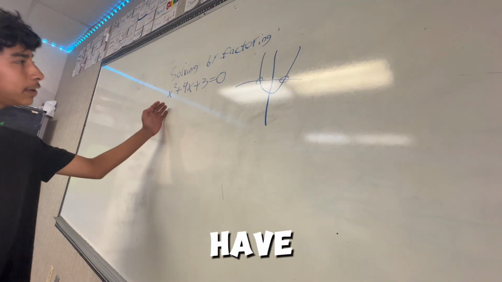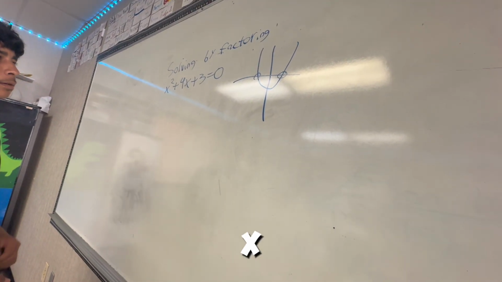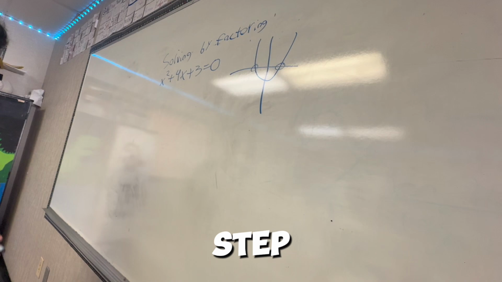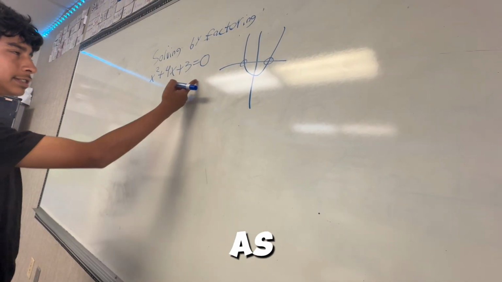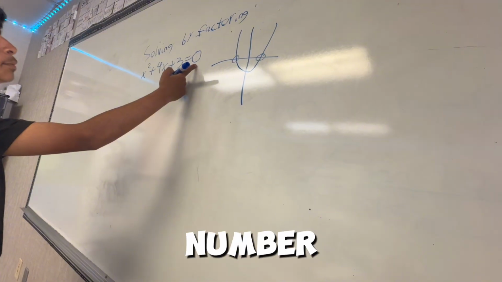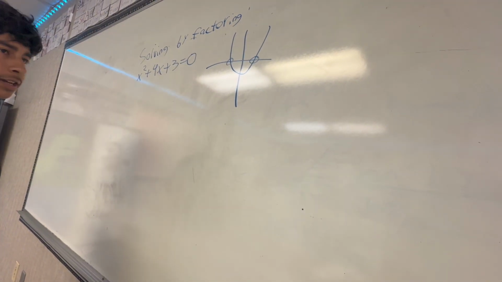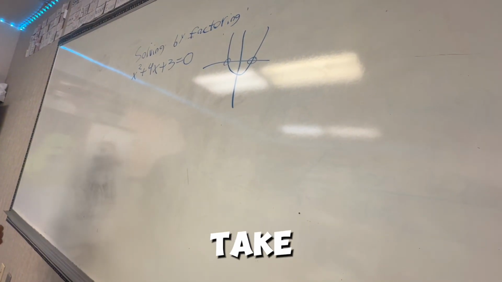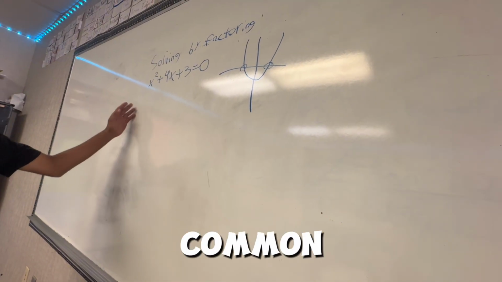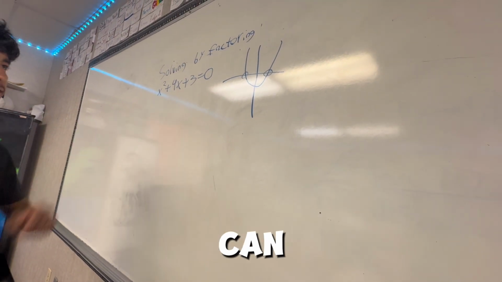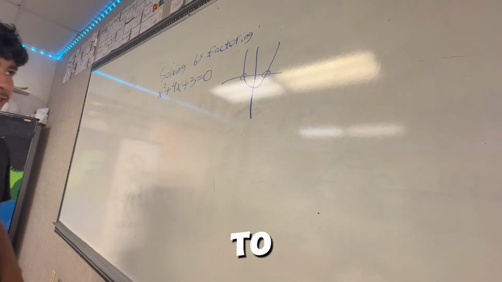So with the equation we have x squared plus 4x plus 3 equals 0. The first step, right, is to make the equation equal 0. As you can see, it already equals 0. But if there was a number over here, you have to obviously move it to the other side. The next step is to take out a GCF. So what's a common factor that these three numbers have that you can take out of it? There's nothing, right? So move on to the next step.